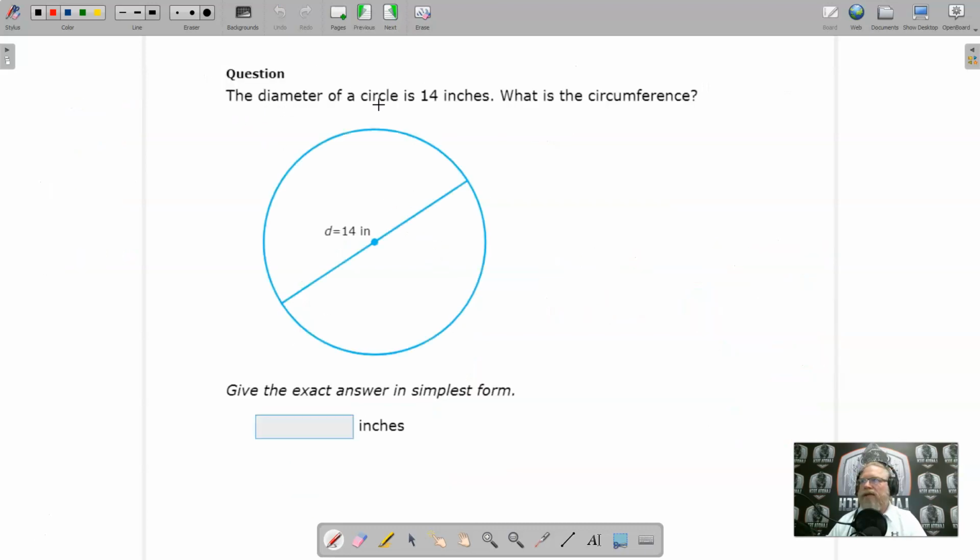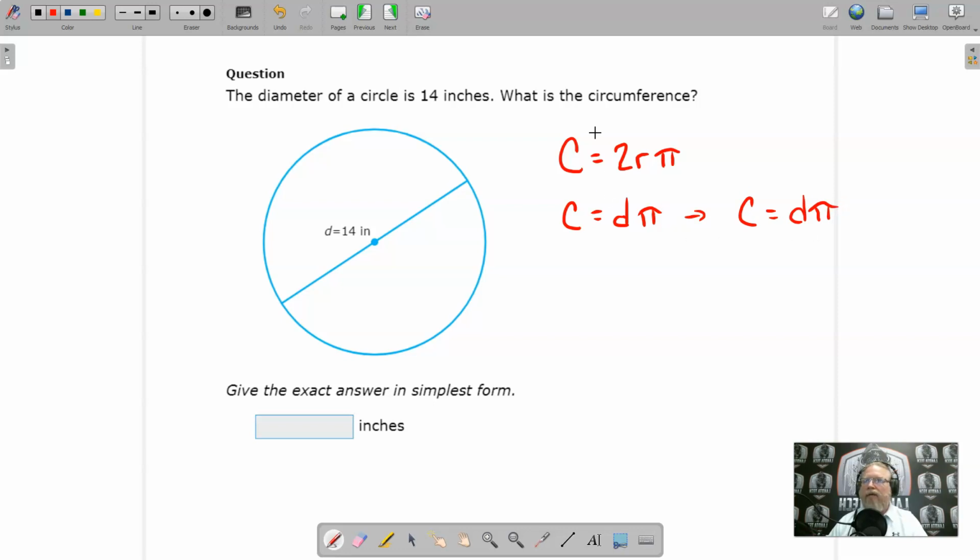On the next one, they tell us that the diameter of a circle is 14 inches. What is the circumference? Well, remember we have two formulas for circumference. We have 2r pi, where we're going to double the radius. But if we double the radius, what do we get? We indeed get the length of the diameter. So might be a good idea to go ahead and use this one here. So we'll go ahead and do that. We're going to do C equals diameter pi.